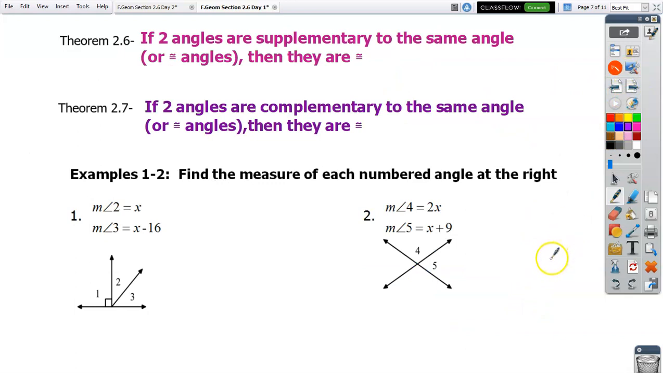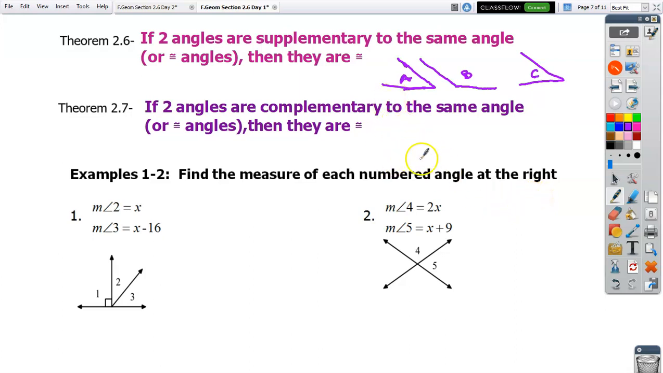If two angles are supplementary to the same angle, or congruent angles, then they are congruent. So if we know that there are two angles, I'm going to draw a better picture. This is an angle that's supplementary to this angle. So this is A, this is B. Then another angle, C, is also supplementary to B. Then angle A and angle C are congruent because they're both supplementary to angle B.